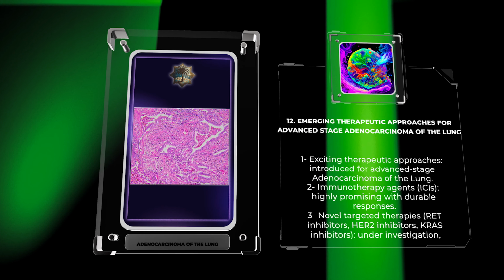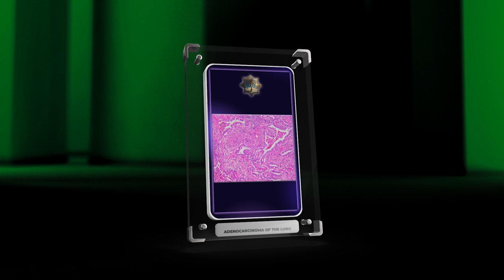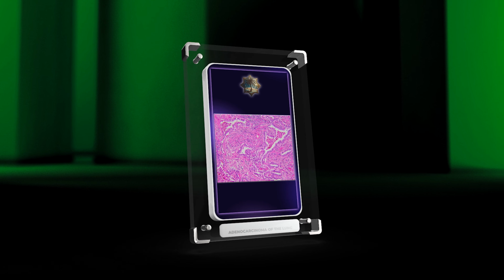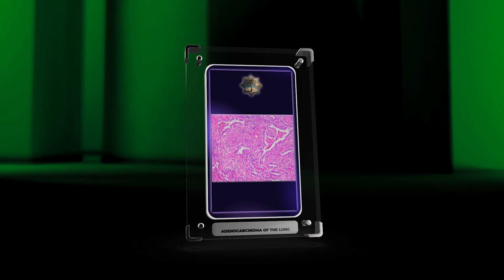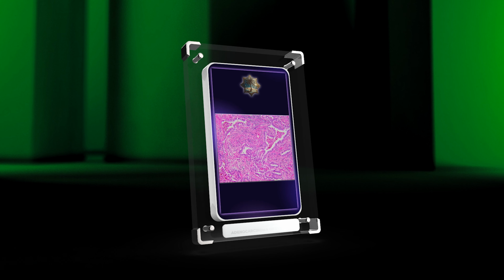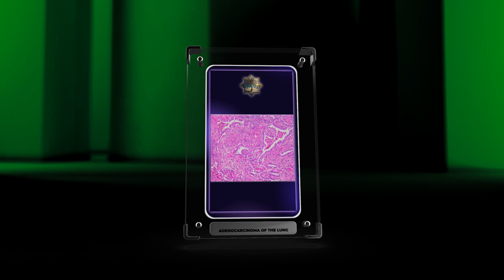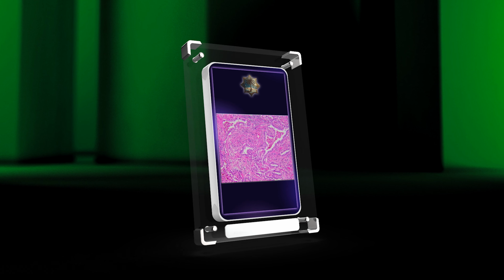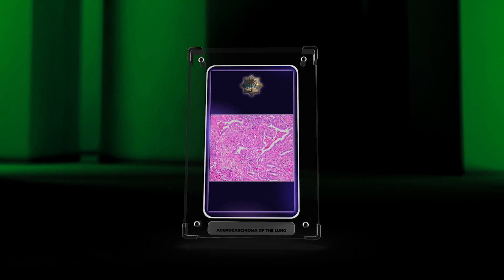Adenocarcinoma of the lung is a complex disease with diverse characteristics. Proper diagnosis and treatment require knowledge of histological features, genetic mutations, and biopsy techniques. Personalized medicine and emerging therapies offer hope for better outcomes and longer survival. As future healthcare professionals, understanding and contributing to this field is vital.